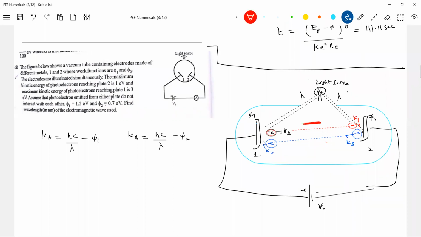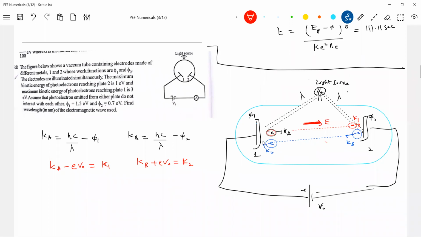This is very important because that will help us to write the equation. Write down the equation for the electrostatic force doing negative work on this. So what should be this one? Ka, work done by electrostatic force, it does negative work, so Ka minus E into V naught should be equal to K1. Then Kb, the electrostatic force does positive work, so Kb plus E V naught should be equal to K2.